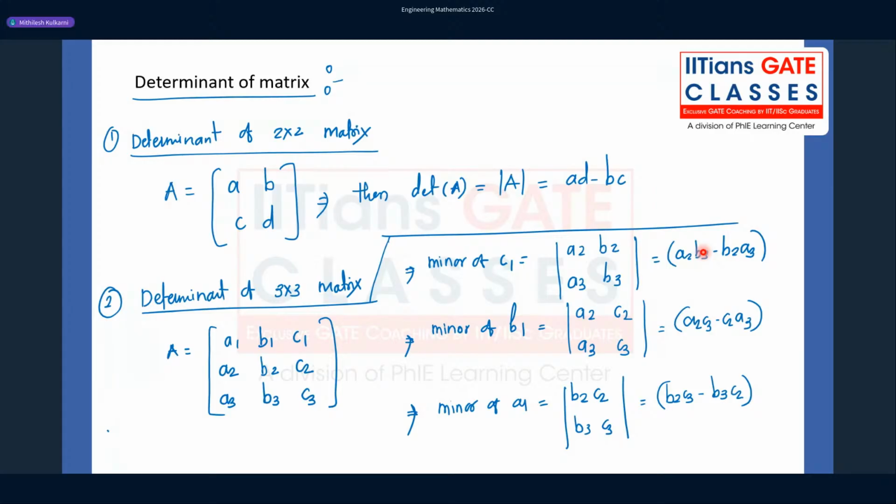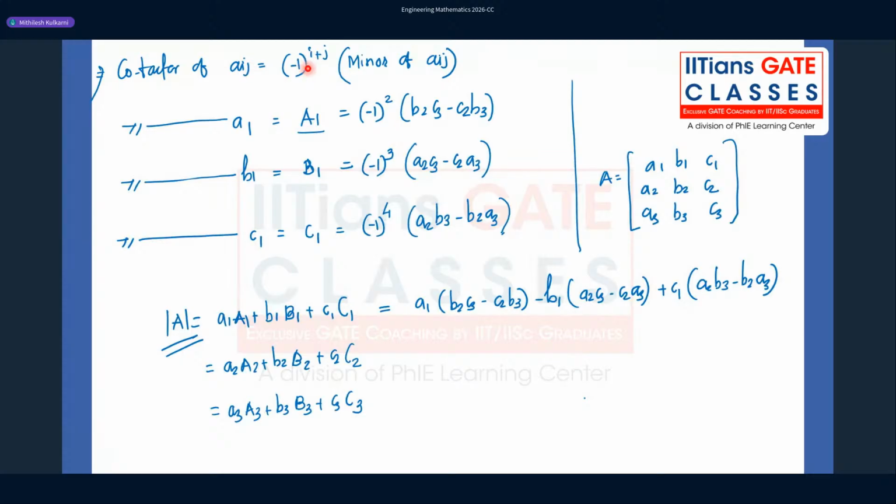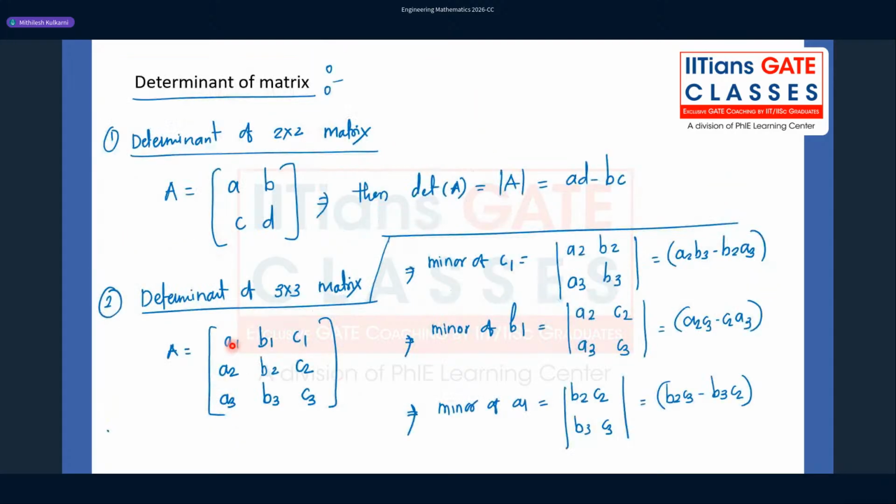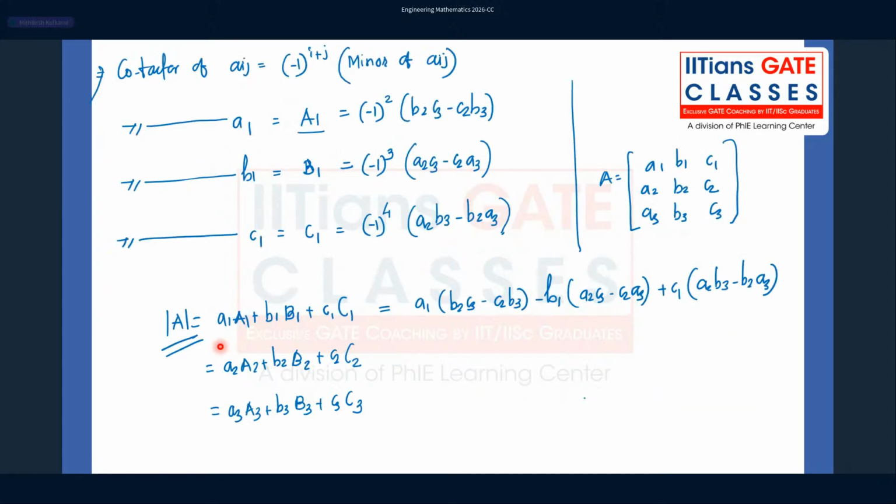So you now have an overview of the calculation of the minor, and the cofactor is minus 1 raised to the power i plus j into the minor of that aij. What is i plus j? i is the row number and j is the column number. So if I talk about the cofactor of this element, this is a11, so i is equal to 1, j is equal to 1. So minus 1 squared into that.